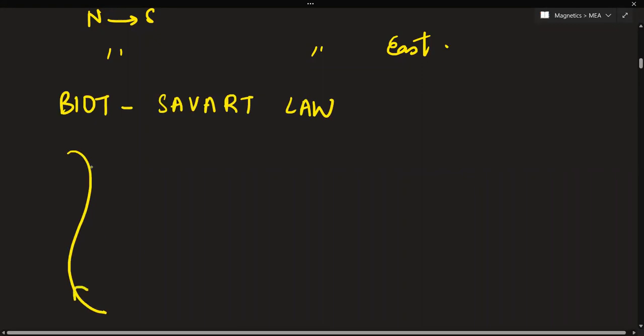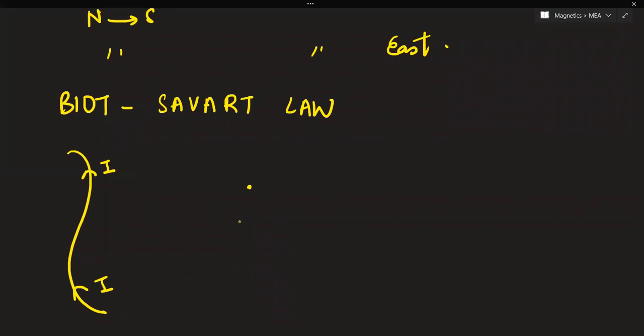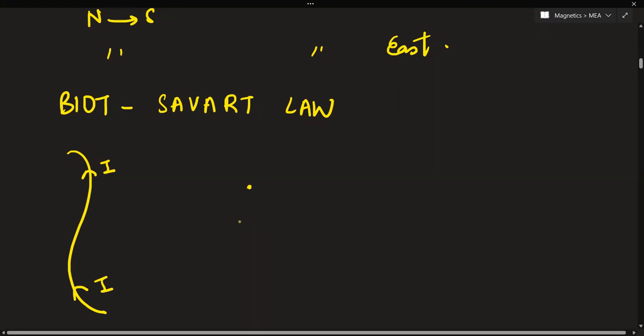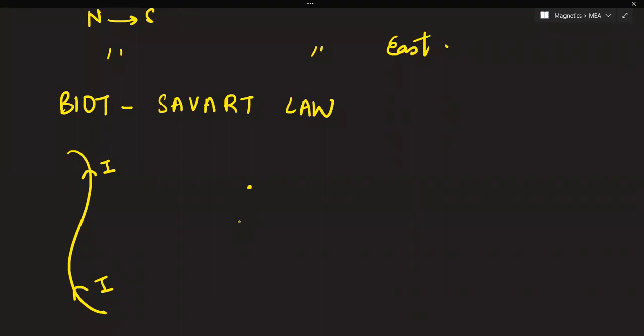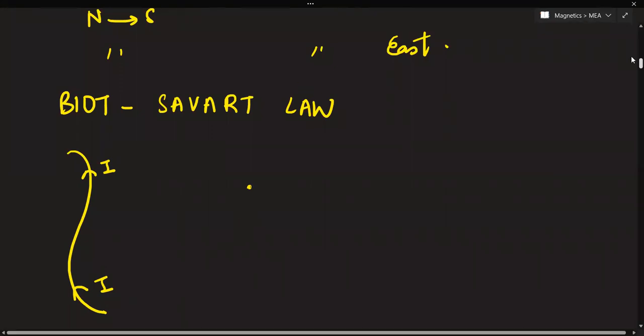It is having current I flowing through it, and I have taken a random point P. Here I have to calculate the magnetic field. See, Coulomb's law gave you the value of force. Biot-Savart law doesn't give you the value of magnetic force. It gives you the value of magnetic field. So remember, Biot-Savart law, which we are discussing, is for calculation of magnetic field.